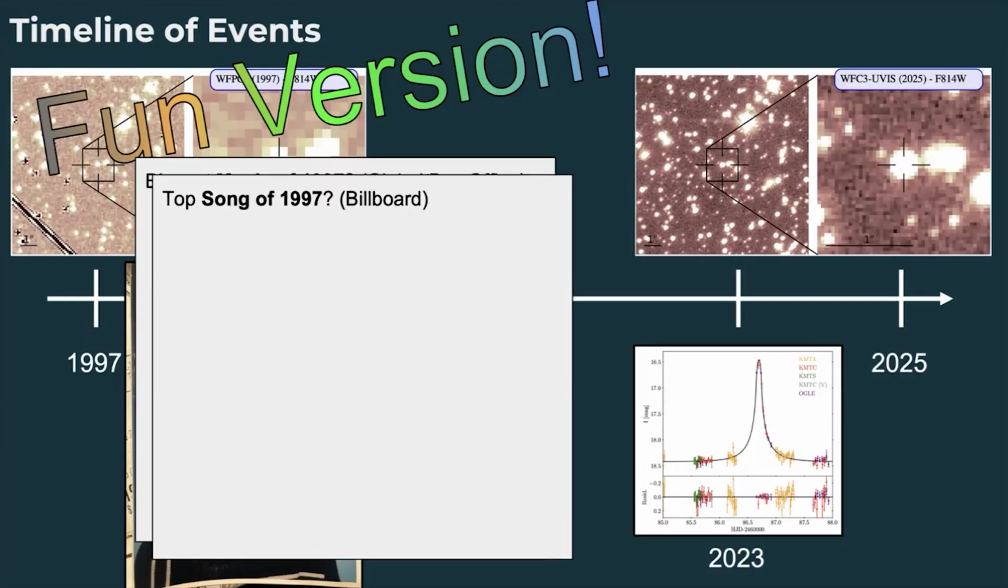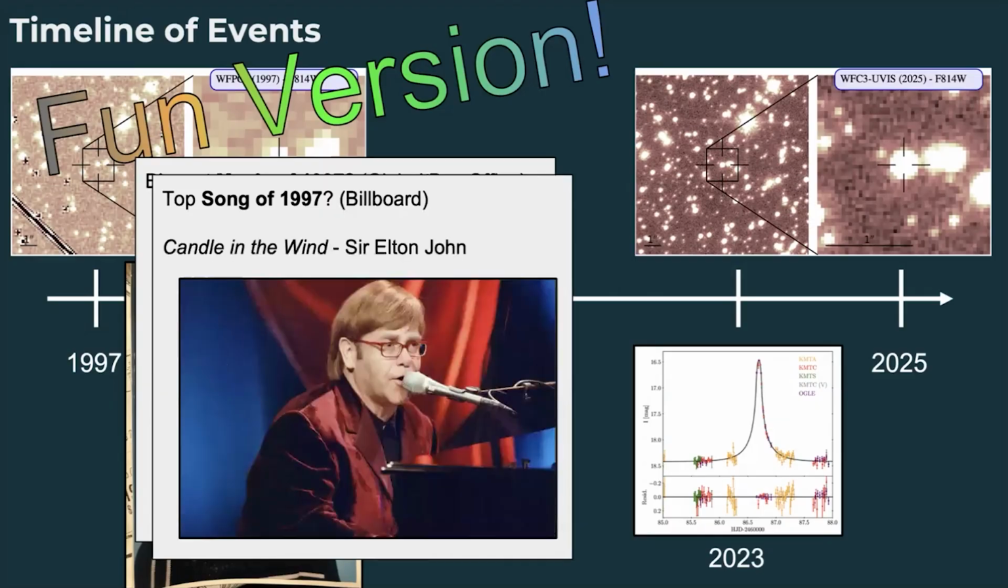A little bit more difficult, but I also looked up the top song of 1997. It was Candle in the Wind by Sir Elton John. He actually performed it live at Princess Diana's funeral in 1997. It's the only time Candle in the Wind has been performed live by Elton John. Okay, thanks for indulging my trip back to 1997. We can get back to science.